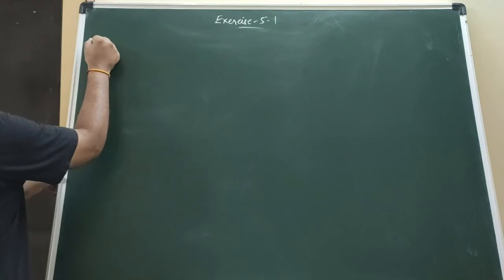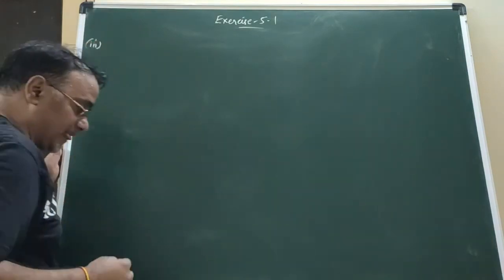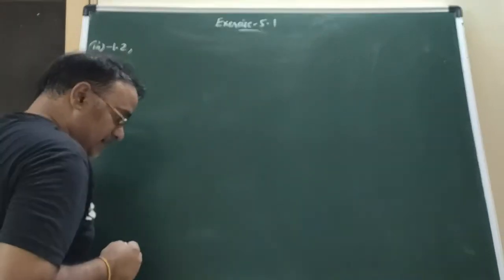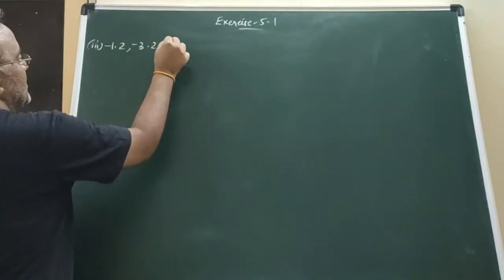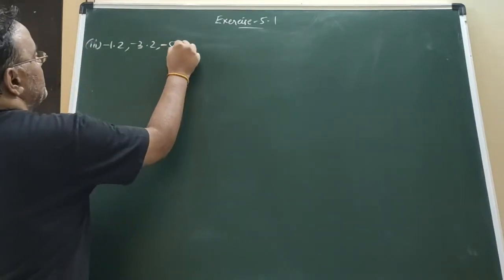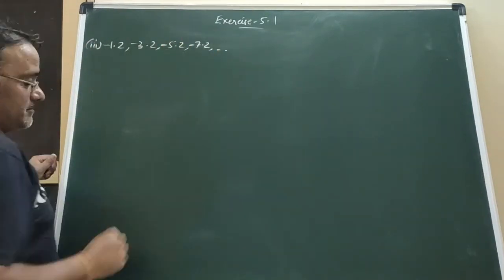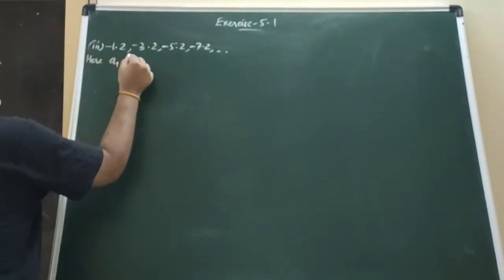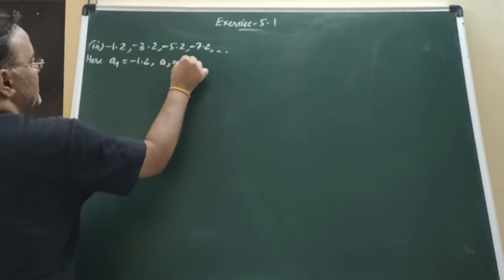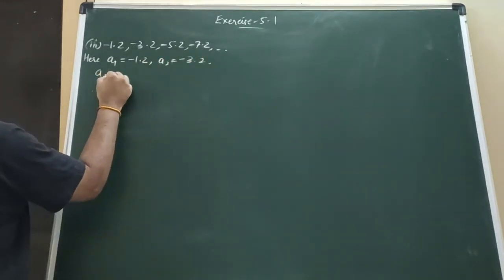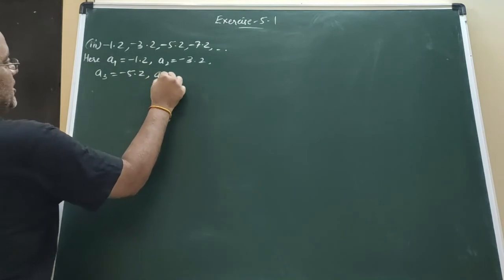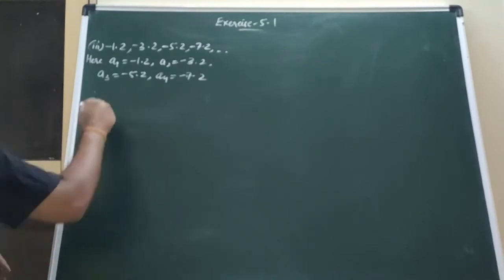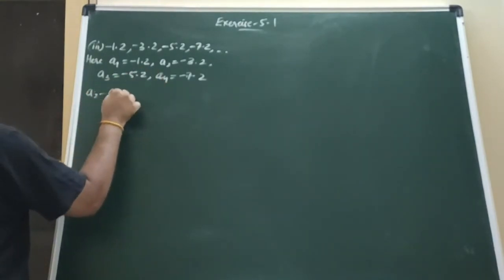Now the third bit is minus 1.2, minus 3.2, minus 5.2, minus 7.2, and so on. So here A1 is minus 1.2, A2 is minus 3.2, A3 is minus 5.2, A4 is minus 7.2. Now we are going to find the difference between each consecutive terms, that is A2 minus A1.